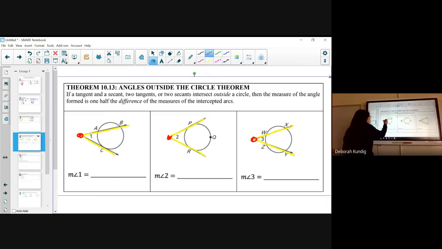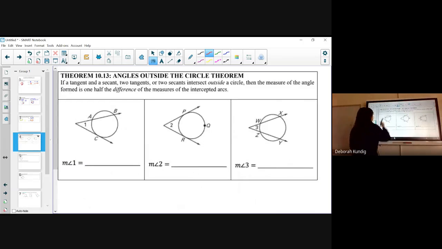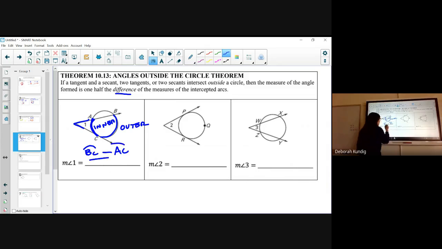Then the measure of this angle right here is 1/2 the difference of the measures of the intercepted arcs. Now, all this means is, let me go back and explain what that means. If I have the measure of angle 1, I can find it by taking the outer arc, the difference means subtract, minus the inner arc. So it would be arc BC, the outer arc, minus the inner arc AC, and dividing it by 2.